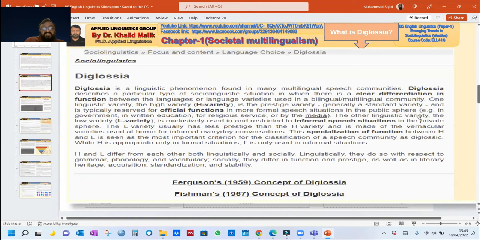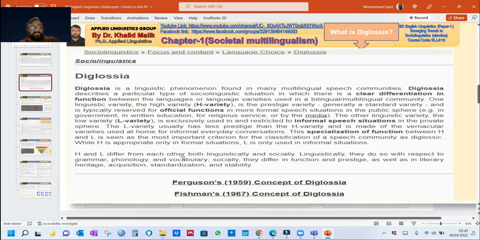The other linguistic variety, the low variety, L variety, is exclusively used in and restricted to informal speech situations in the private sphere. The L variety usually has less prestige than the H variety and is made of the vernacular varieties used at home for informal everyday conversations. This specialization of function between H and L is seen as the most important criterion for the classification of a speech community as diglossic. While H is appropriate only in formal situations, L is only used in informal situations.